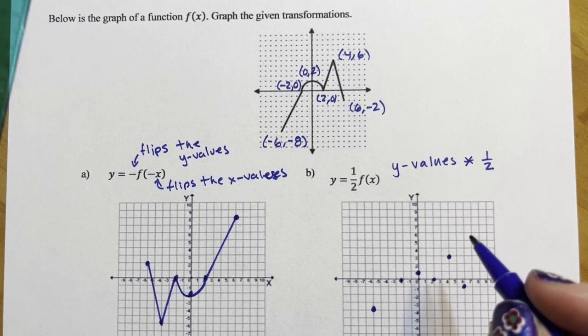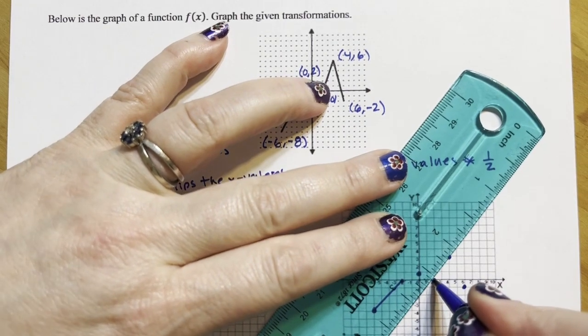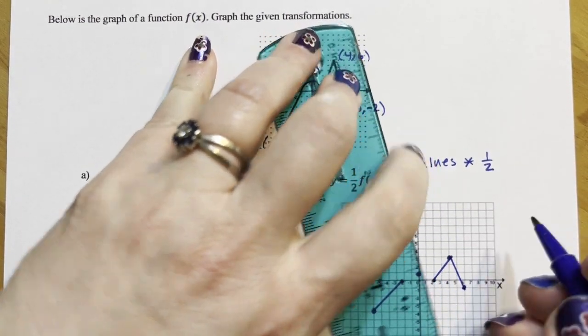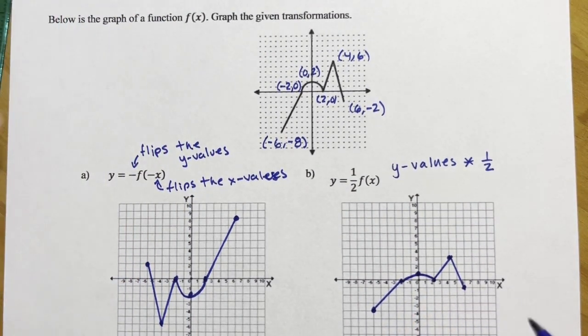So what happened was, it's like somebody took this graph and squished it down. This is not a rigid transformation. Rigid transformations mean the graph doesn't change. Quite the contrary, this graph changed. It got squished. It's 1/2 the height.